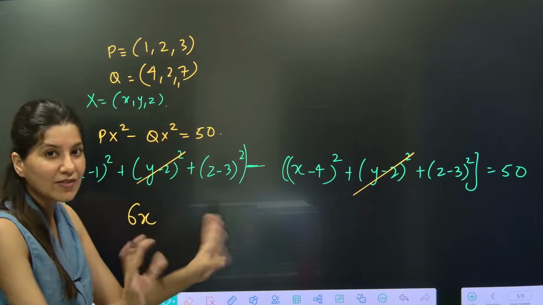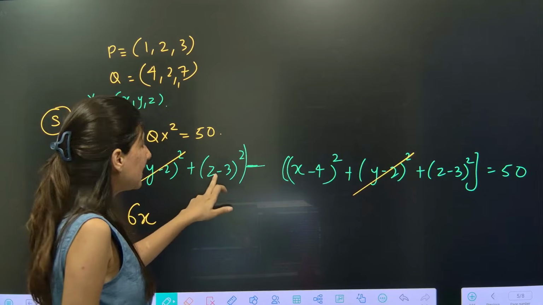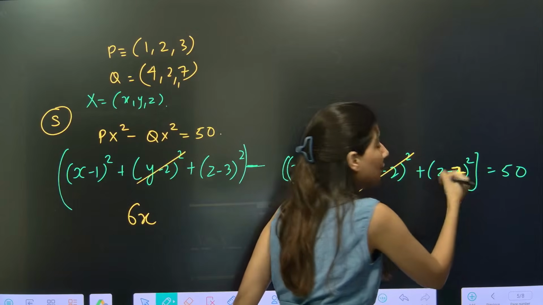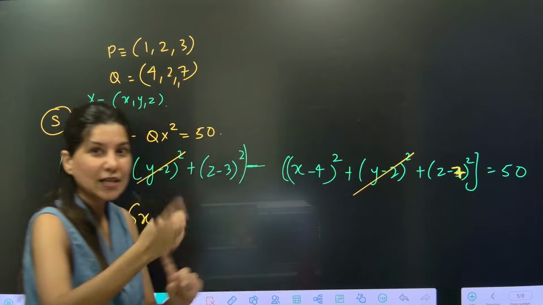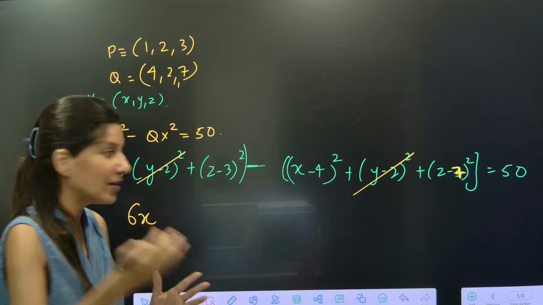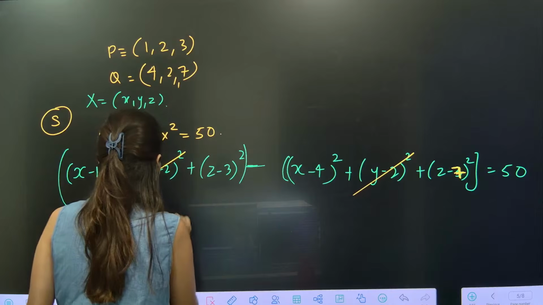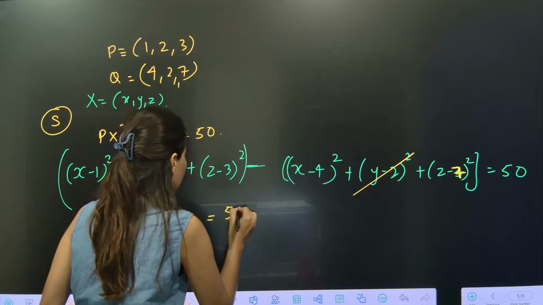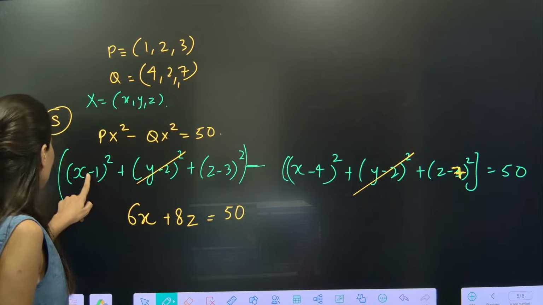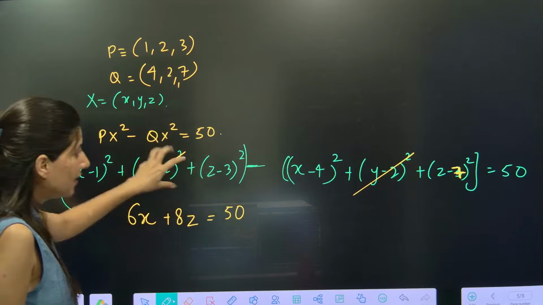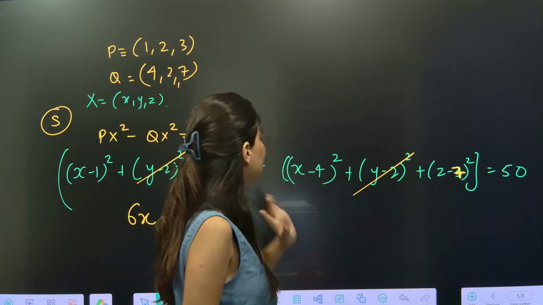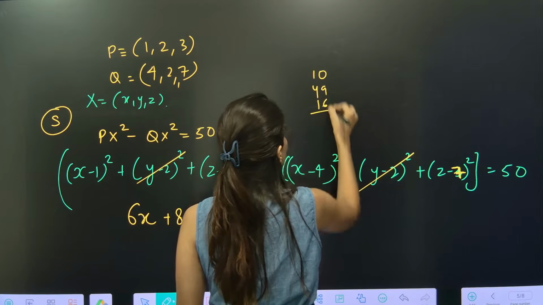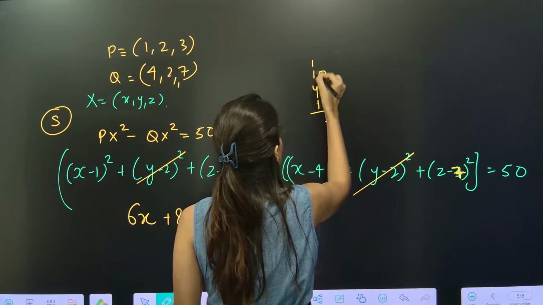What about y? There will be no term of y. For z: minus 6z and minus 6z and plus 14z. So 14 minus 6 will be 8, right? So this is going to be plus 8z, and this is equal to what? 50. Now please note that this is 1 plus 9 constant, 10. Now this is 49 and 16. So 49 and 16, so this is going to be 4, 5, 6, 7, 75.